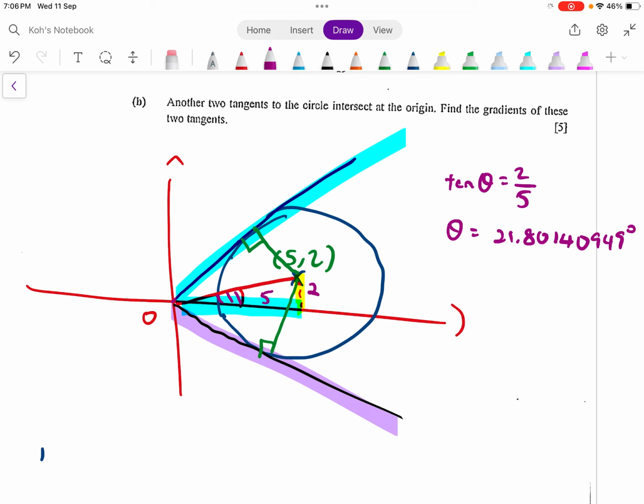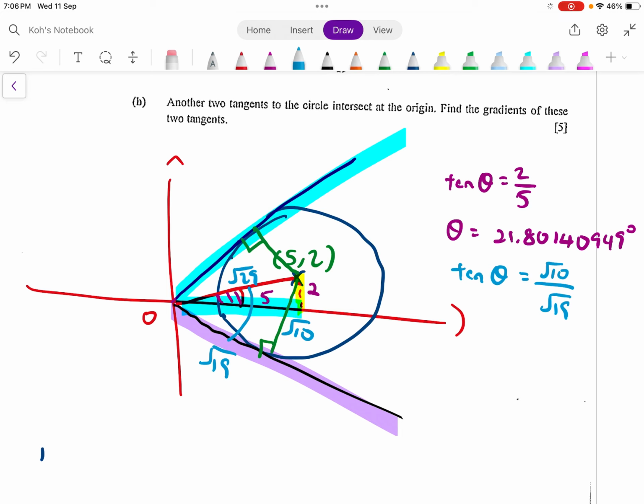Okay, so now we want to determine what the whole of this angle right here is. So the whole of this angle. Okay, so apparently we know the radius is square root 10, the hypotenuse is square root 29, the so-called adjacent is about square root 19. So you just use tan. Use anything. For me, I use tan again. So tan theta is equal to square root 10 over square root 19.